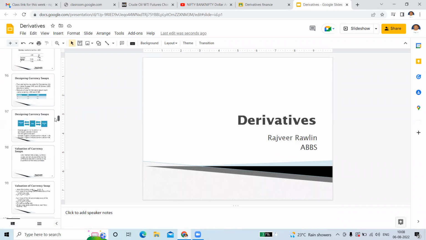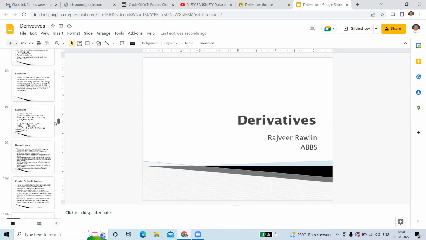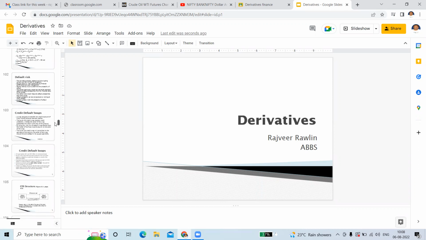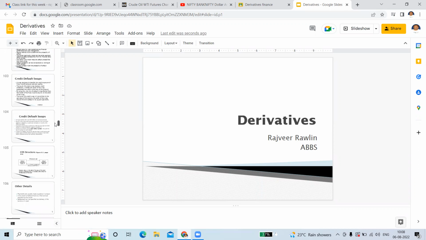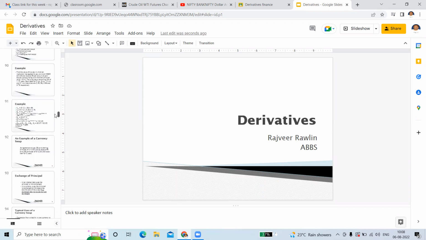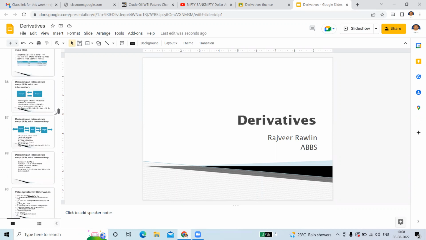Okay, students. So up to now, we have done two types of derivatives. Forwards we have done, and options. Next, we will look at swaps.